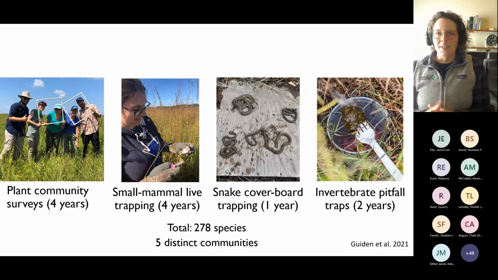To examine these questions, this team looked at multiple biological communities in the prairie. They did plant community surveys, small mammal live trapping, snake coverboard trapping, and pitfall traps for select invertebrates. Over the course of the study, they examined 278 different species from 5 distinct communities. So a tremendous amount of work went into this over years and across taxa.